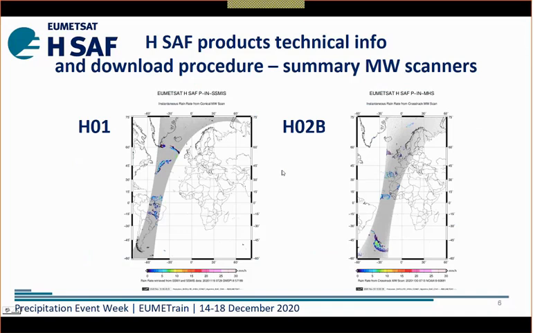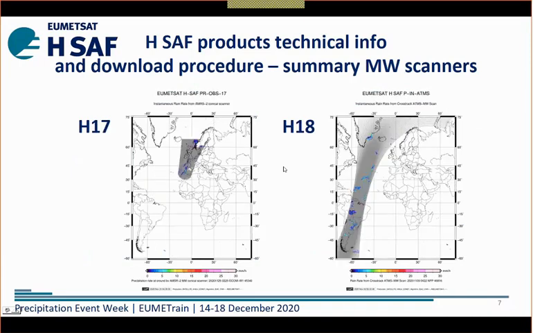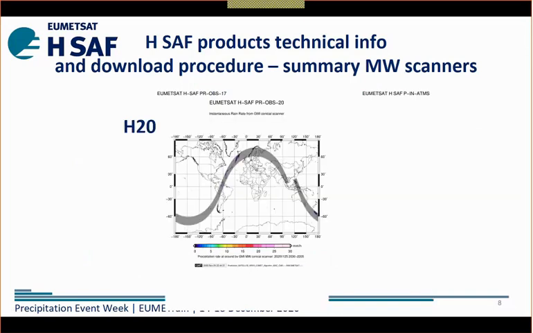These are examples of the plots we do continuously for H01, H02B, 17, 18, and 20, that is for the full globe. Please note that these plots are not really uniform in format, and one of the things we are working on is to present the results in a more uniform display in terms of scale, in terms of kind of chart, and so on. This should be done in the next months.